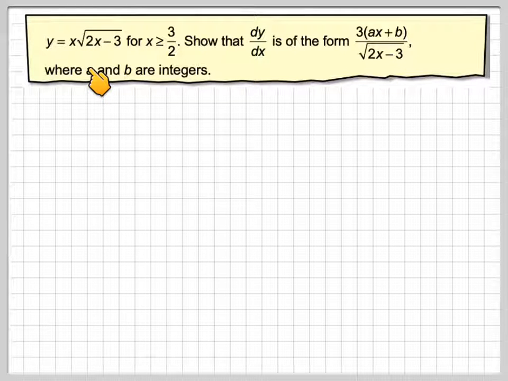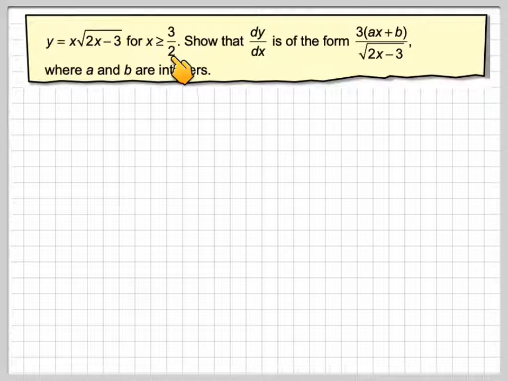y is equal to x times the square root of 2x minus 3, for x greater than 3 over 2. Show that dy by dx is of the form 3 times (ax plus b) divided by the square root of 2x minus 3, where a and b are integers.